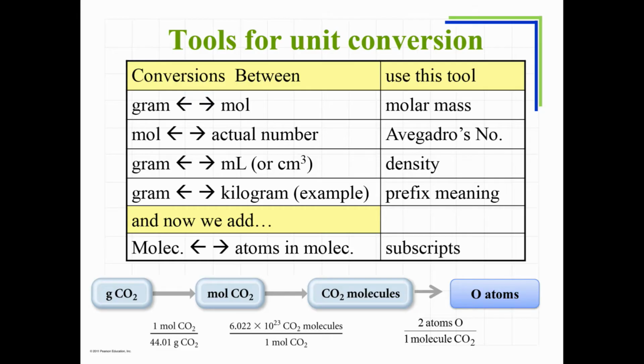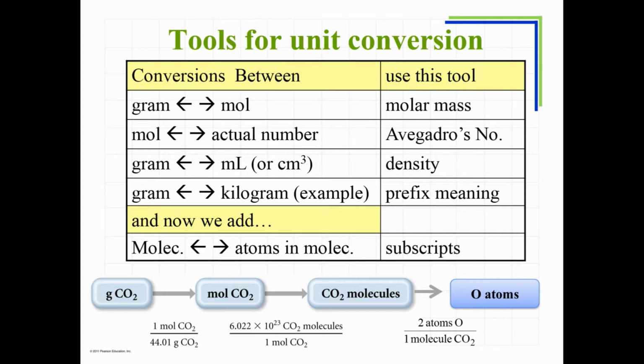In this chapter, we could talk about a mole of molecules. I have a mole of water molecules. That would be Avogadro's number, 6.022 times 10 to the 23rd water molecules. Okay. The third one is density. That's a tool that we learned in chapter 1, where we can go between grams and volume, or mass and volume, between grams and milliliters or grams and cubic centimeters, and that's density.